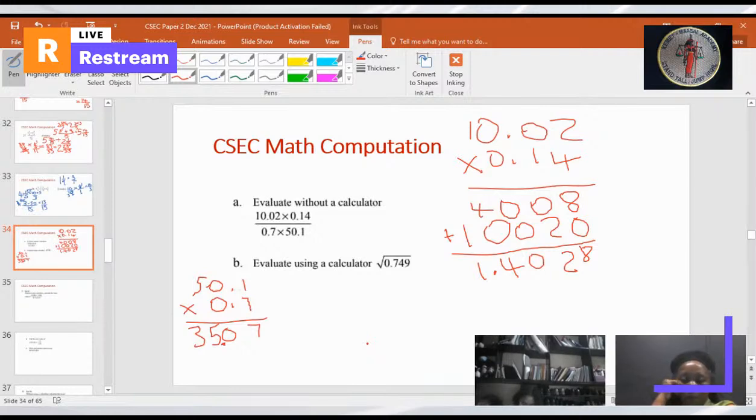Okay. So what do we do from here? Miss, we would divide. 1.4028 over 35.07. How are you going to do that, John? I don't know. So it's 1.4028 divided by 35.07. How are you going to do that?